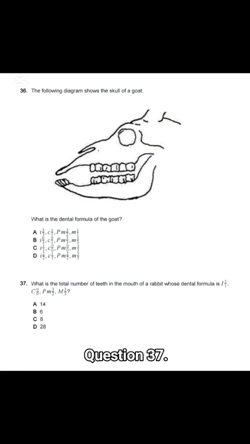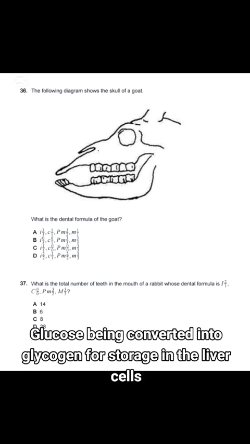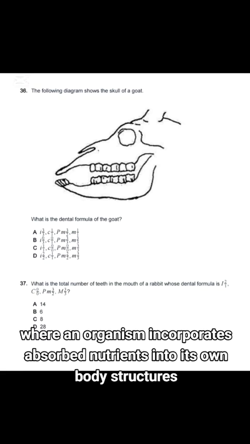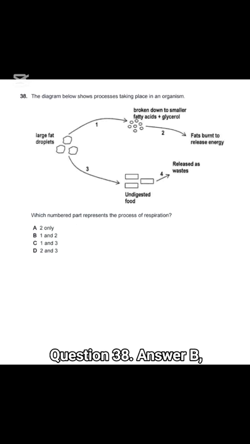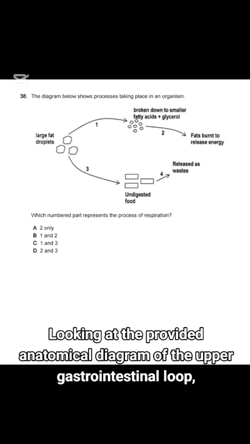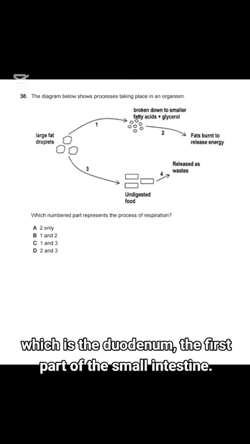Question 37. Answer: B. Assimilation. Explanation: glucose being converted into glycogen for storage in the liver cells is a key example of assimilation, where an organism incorporates absorbed nutrients into its own body structures or stores them for long-term metabolic use. Question 38. Answer: B. Duodenum. Explanation: looking at the provided anatomical diagram of the upper gastrointestinal loop, label B identifies the C-shaped curved section immediately following the stomach, which is the duodenum, the first part of the small intestine.